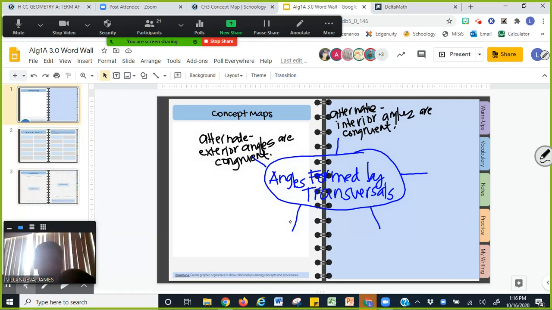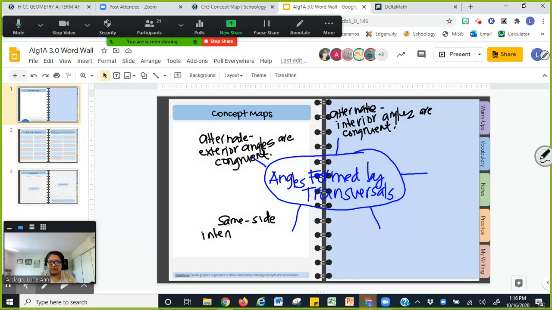Same side interior angles. All right. How are they related, James? Supplementary. So when you hear same side, it starts with the letter S. So same side interior angles are supplementary.